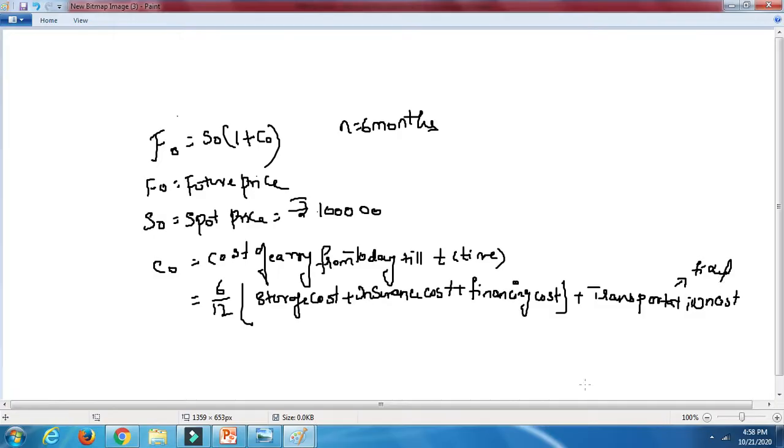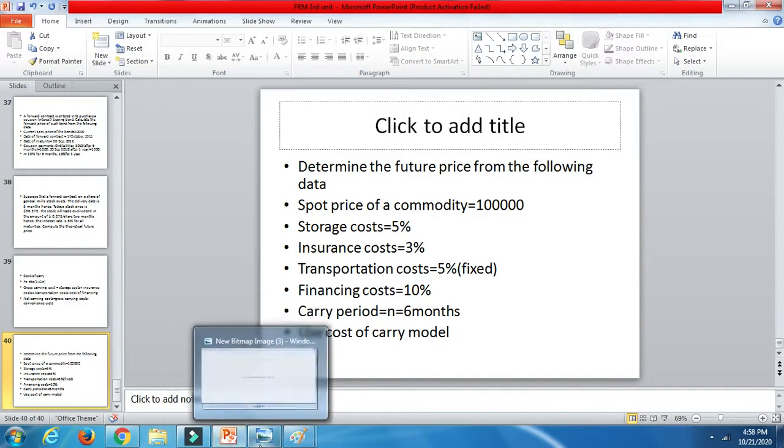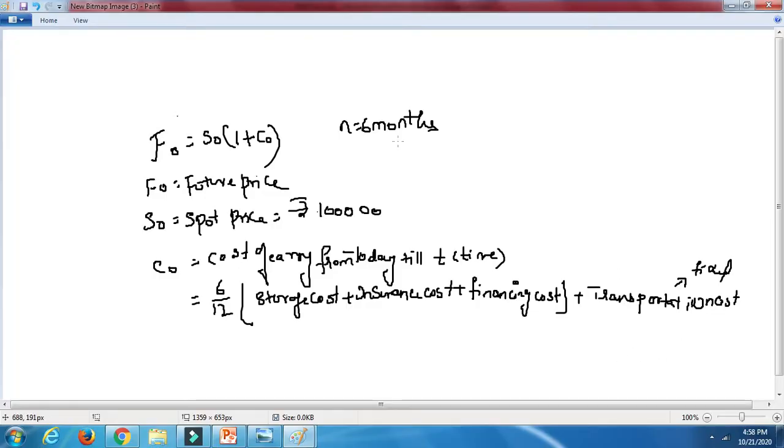You can check the question. Whatever the number of months, maybe 3 months, quarterly, half yearly, or full year, you need to pay the transportation cost. It is fixed, you need to pay the entire 5% that is given. So it is a fixed amount. So let's take all of them. n by 12 as we have taken is 1 by 2 into 5%, as given in the question.